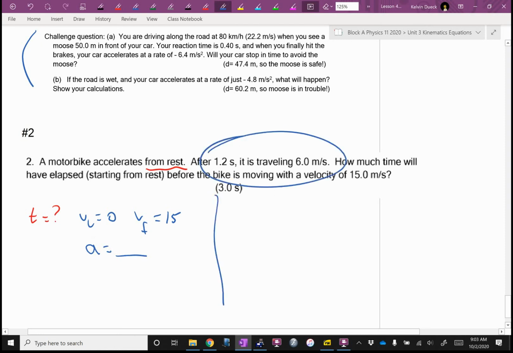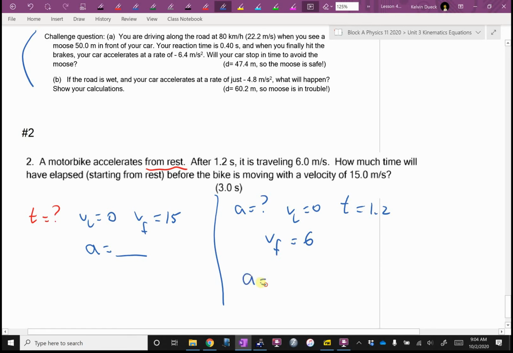Maybe from this, I can find the acceleration, because that would be the same acceleration later on because they're holding the gas pedal down at a constant rate. So I said, okay, maybe I want to go, VI is still 0, T is 1.2, VF is 6. I can find acceleration. I can go A equals VF minus VI all over T.